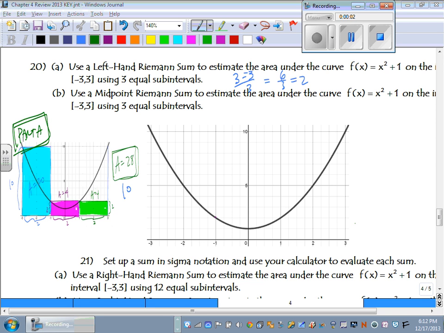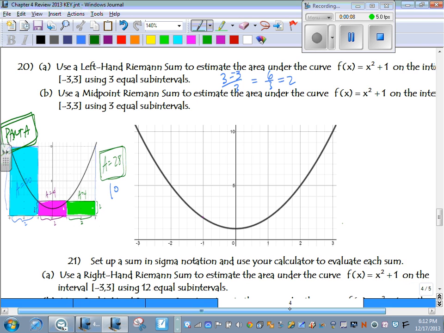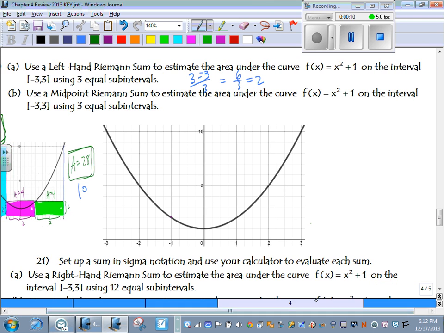In 20, Part B, we're using a midpoint Riemann sum to estimate the area of the same function on the interval from -3 to 3 using 3 subintervals. So we're still dealing with the same 3 subintervals from -3 to -1, -1 to 1, and 1 to 3. But here, we're determining the height of the rectangles from the midpoint.